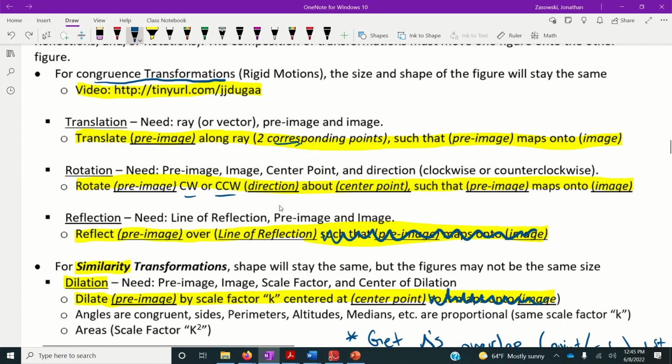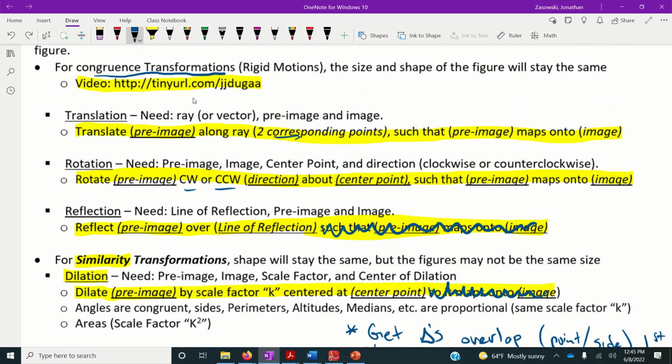All right, so number one, when you're describing a transformation, remember that for a translation, you're just going to describe that you're doing a translation. So translate what shape. You're going to give the ray. So just pick two corresponding points like A and A prime, and then you're going to draw the little arrow over it to indicate what ray you're moving along. And then you're going to end with so that it maps onto what shape.